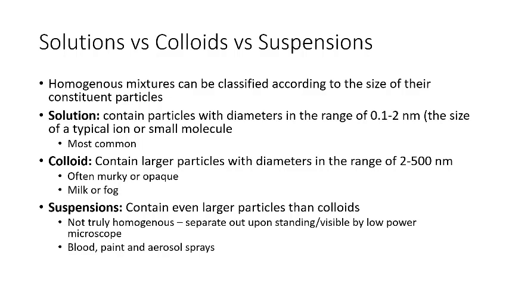And finally, we have suspensions, which are mixtures that contain even larger particles than colloids. These are not truly homogeneous. They can separate out upon standing, and they are visible by low power microscope. Examples here are blood, paint, and aerosol sprays. If you put a microscope slide of blood down and take a look, you can see the individual components of that blood, the red blood cells, the plasma, and any other cells in there. So this is a suspension that could separate out, different from the solution or the colloid mixtures that are not going to separate.